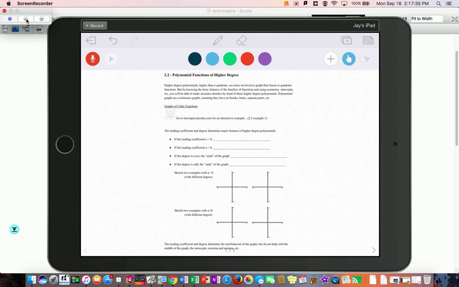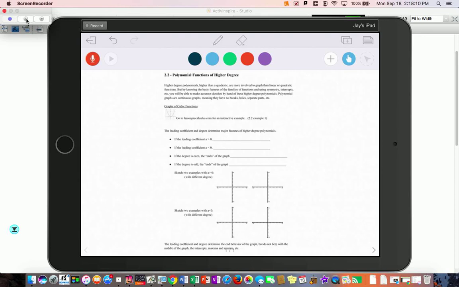2.2 lecture for precalc, discussing higher ordered functions or higher degree functions. So instead of working with the x squared, now we're moving on to x cubed, x to the fourth, x to the fifth. So you can look at an interactive example in your online textbook, but we want to know some shapes of these graphs before we get started.